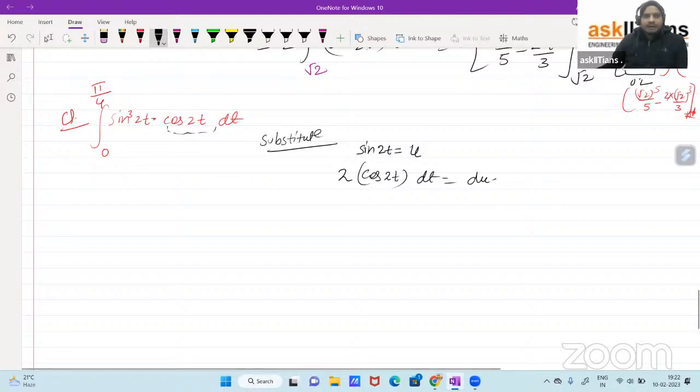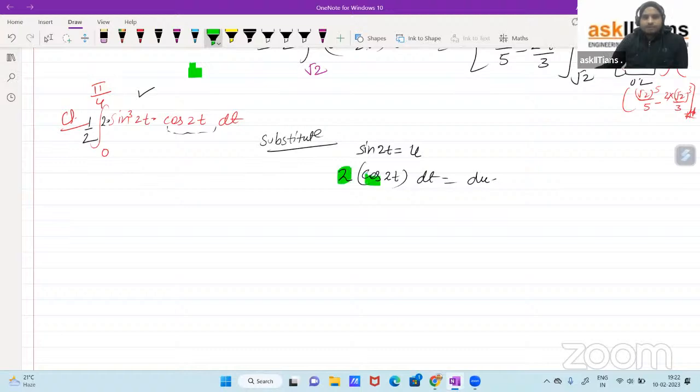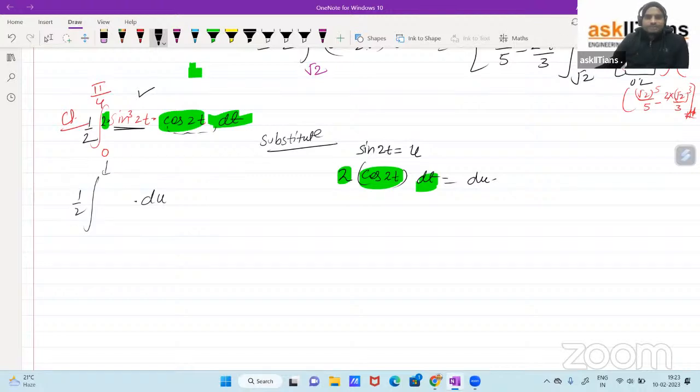So basically in this question you can multiply by 2 and divide by 2 also. Why, sir, why have you done this? Bache, 2 into cos 2t into dt, this green shaded part, will become du, correct? And what is left was your u, that will be u cube basically, correct? u cube into du.